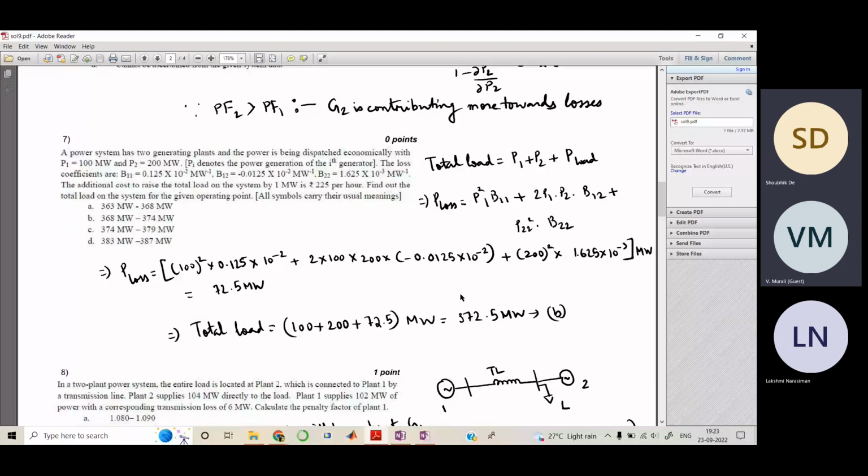But the option is not there. 300 minus 72.5, yeah. Because your equation also states something like that, right? The total demand plus the total losses will be equal to the generation. Yeah, you're right. But the options are not there.